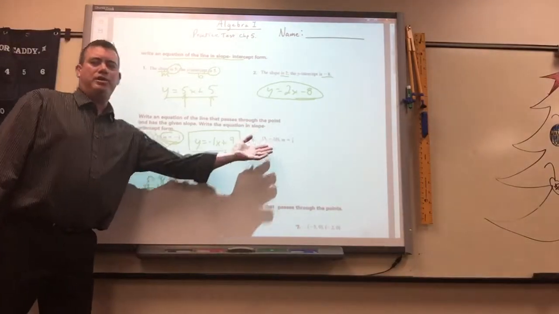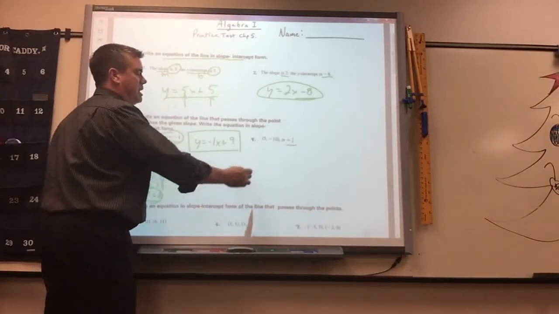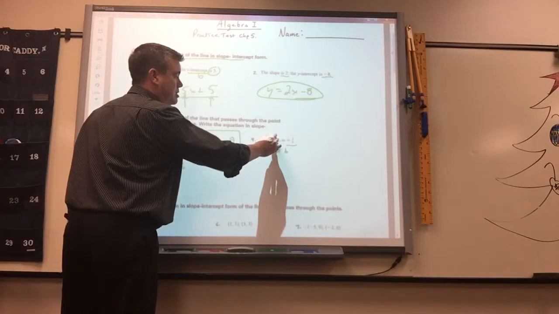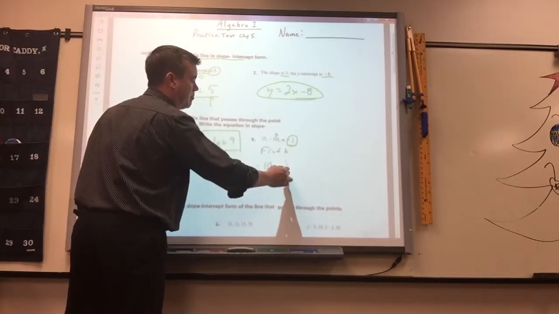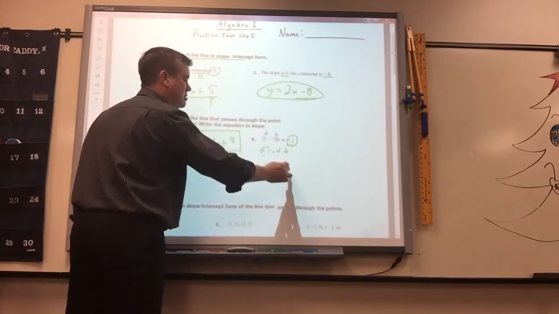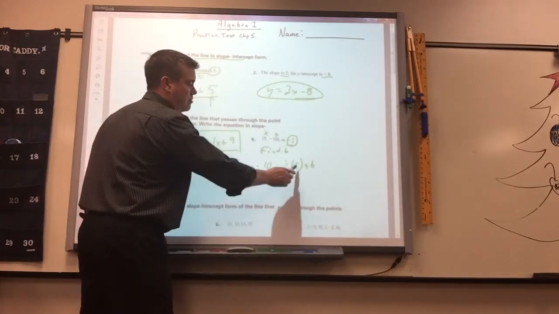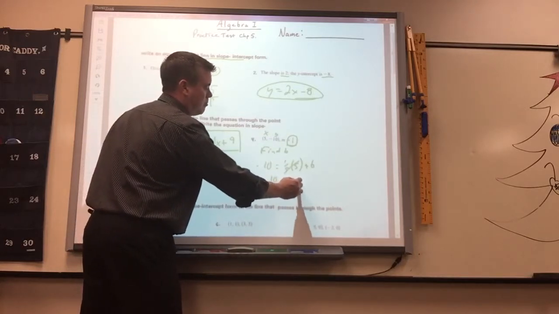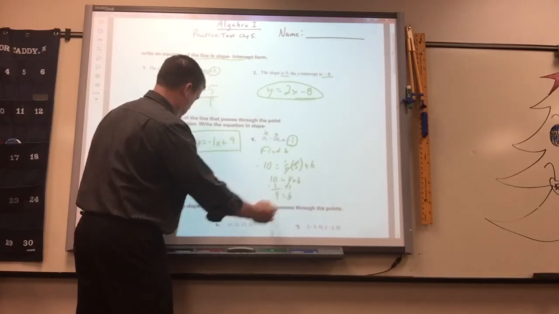So you got to do the same thing here. They give you the slope, you got to find b. So you put this in for y, this in for m, this in for x, plus b. So 1/5 times 5 cancels, it's just 1. So all you got to do is subtract 1 and you get 9 equals b.